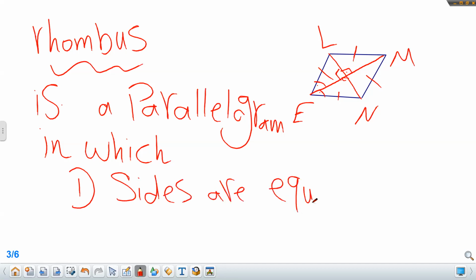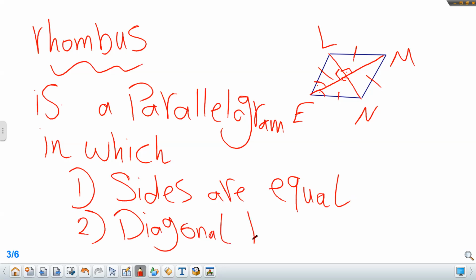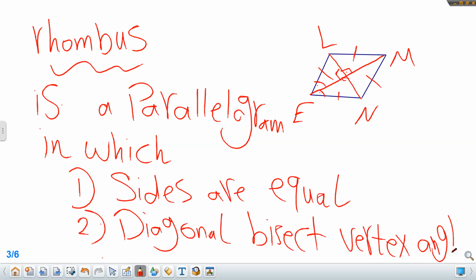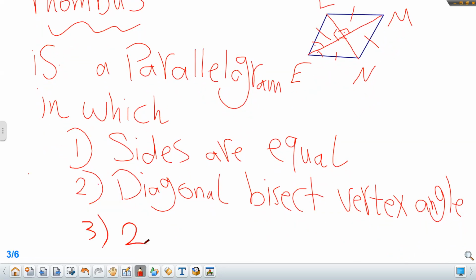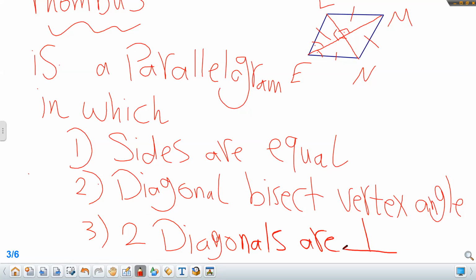Number two: the diagonals bisect the vertex angles. Number three: the two diagonals are perpendicular. This is the rhombus.